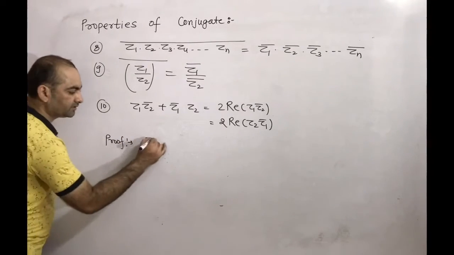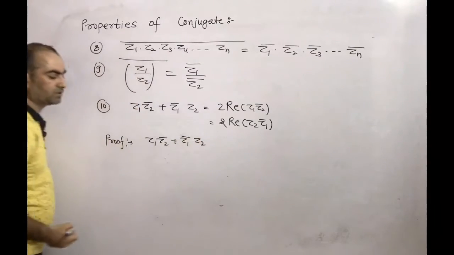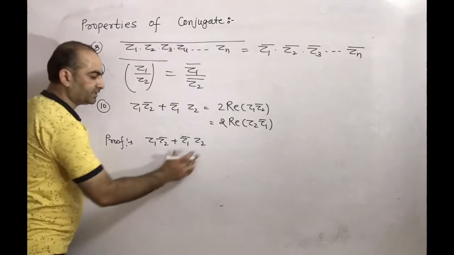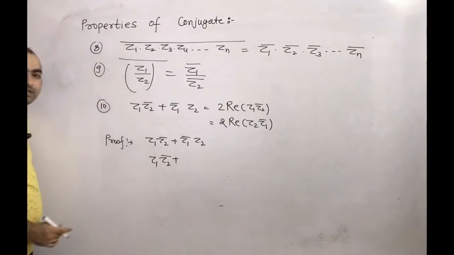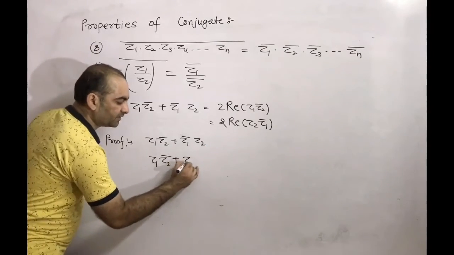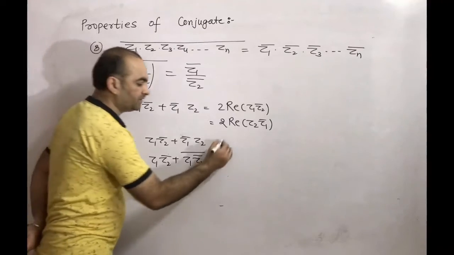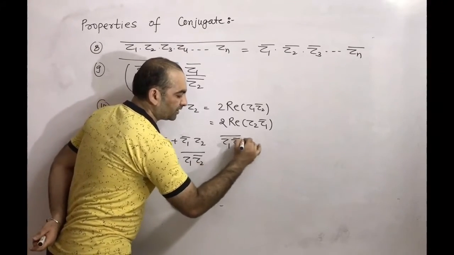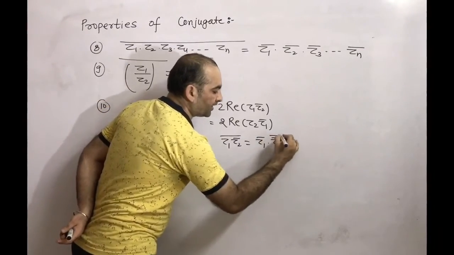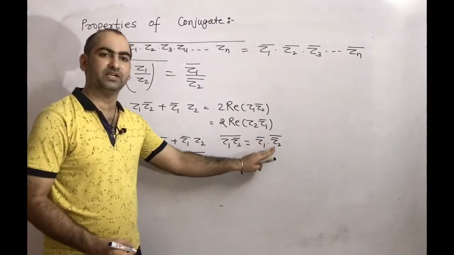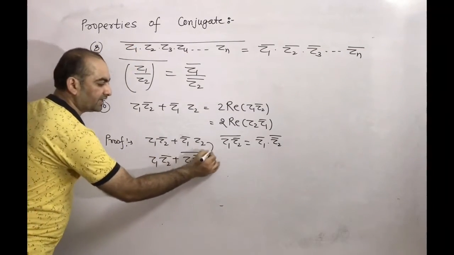So z1 z2 bar plus z1 bar z2. Okay, so here this term we are writing as z1 z2 bar as it is, plus this one we are writing as what? z1 z2 bar whole bar. Okay, because if you separate this one, what will come? z1 z2 bar whole bar. So this one we can write what? z1 bar into z2 bar again bar. So z2 bar again bar is what? z2 only. So what will come? z1 bar z2. So this will come same only. So this term we can write like that also.